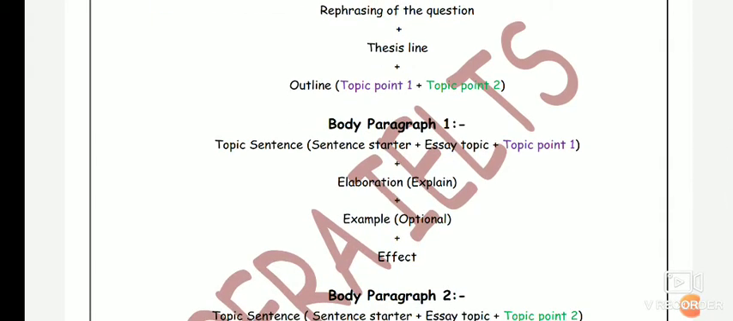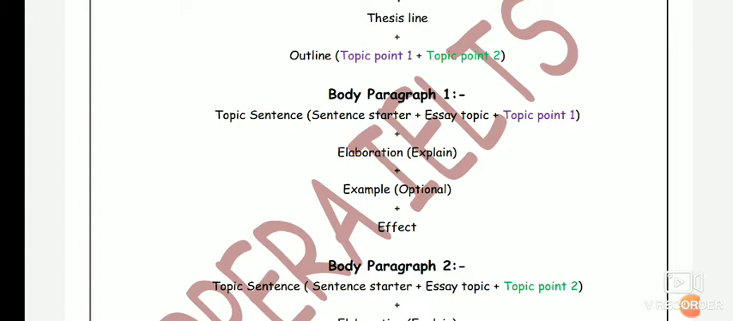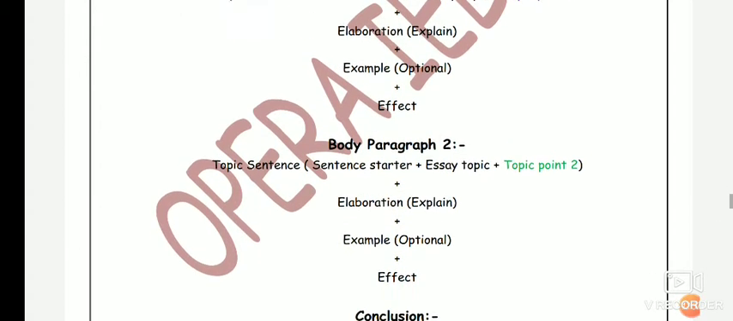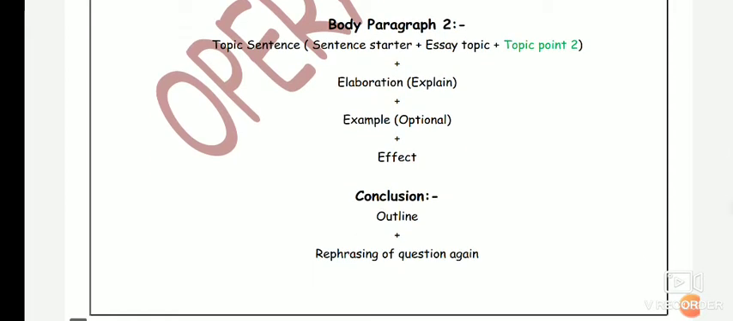Then you have written a body paragraph which also contains at least 4 points in it, and you have to make a proper BP paragraph. Same with paragraph 2 also. So till this we have clearly done 3 paragraphs. Then the last paragraph will be the conclusion, and for the conclusion you can again write an outline, which means the 2 points which you have just described before, and then you can rephrase the question again.